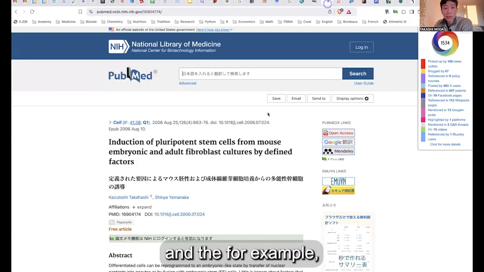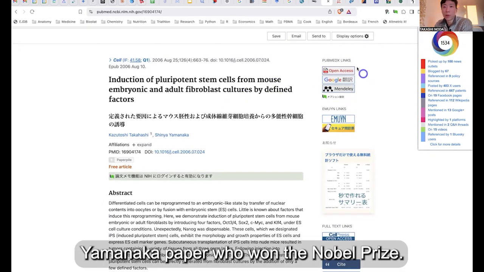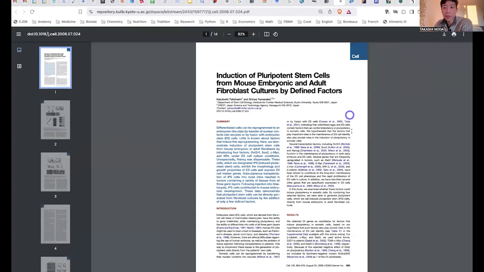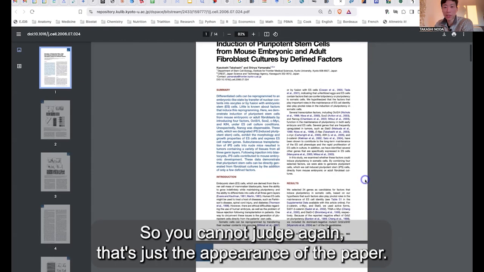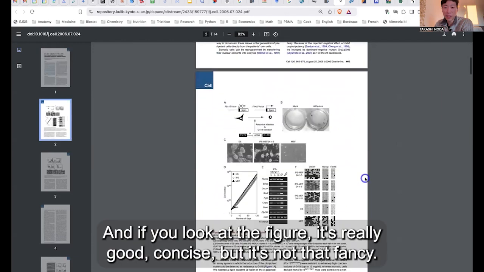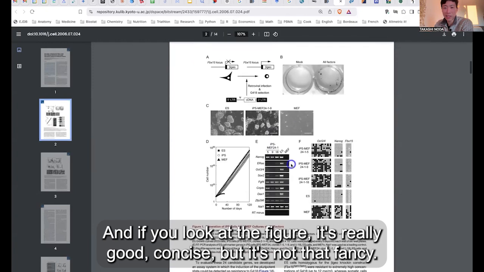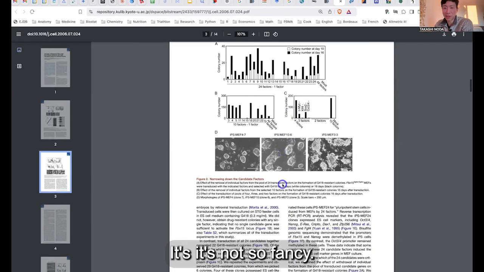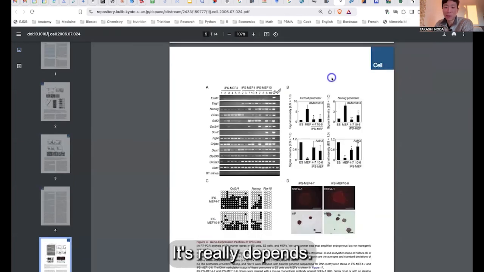And for example, this is the Yamanaka paper, who won the Nobel Prize. If you look at the original paper, it doesn't seem like a super paper at first glance, right? So you cannot judge by the appearance of the paper. And if you look at the figures, they're really good, concise, but not that fancy. It's not a sophisticated design, right? It's not so fancy, not wonderful, not so beautiful, right? So it really depends. But you can consider it.